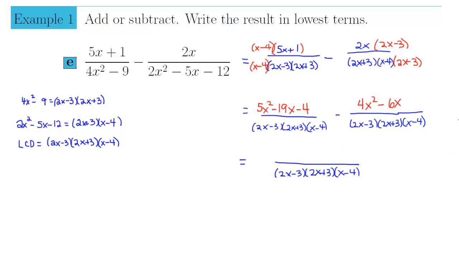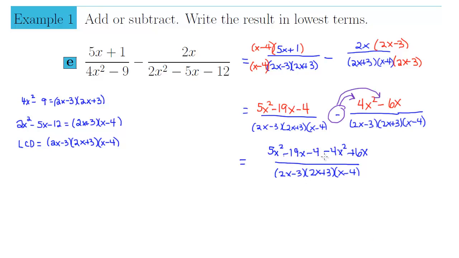When we combine them, we want to be very careful. This is a subtraction in between. So when we subtract, remember, you want to subtract every term in the numerator of the second fraction. So be very careful. Here we go. On top, we have 5x squared minus 19x minus 4, and then minus 4x squared plus 6x. Minus 4x squared plus 6x.